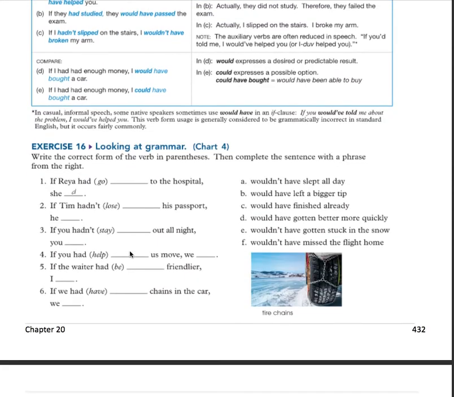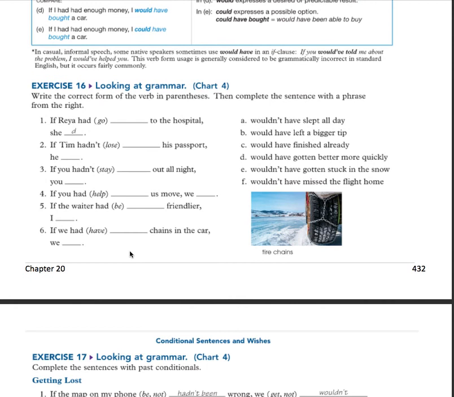So let's look at exercise 16. In exercise 16, ladies and gentlemen, we're going to write the correct form of the verb in parentheses, then complete the sentence with a phrase from the right. We have numbers 1 through 6, A through F. And these are going to be past perfects, okay, in the if clauses.